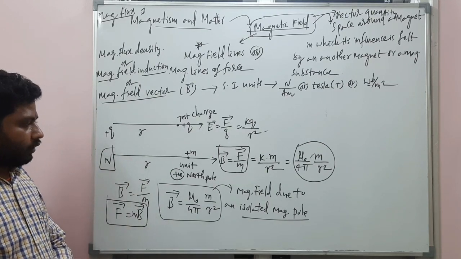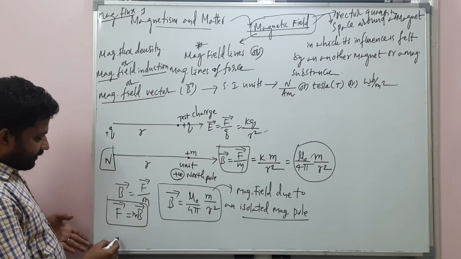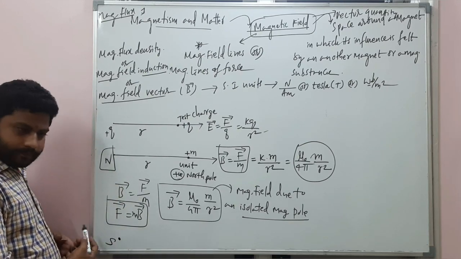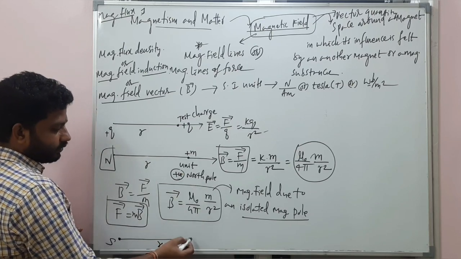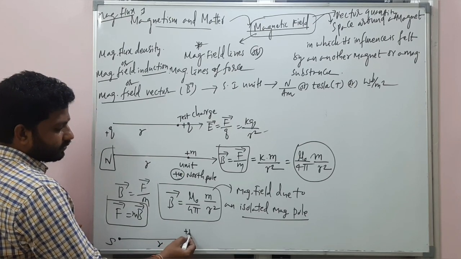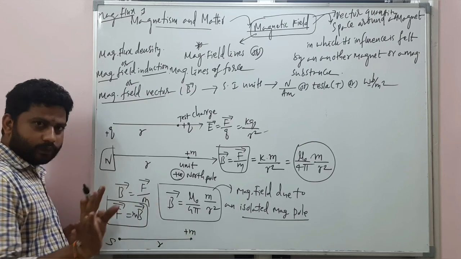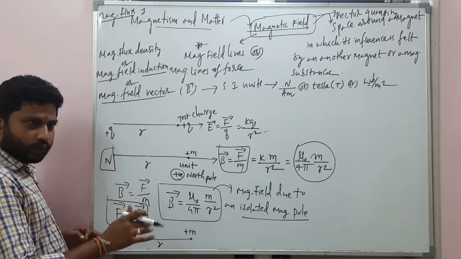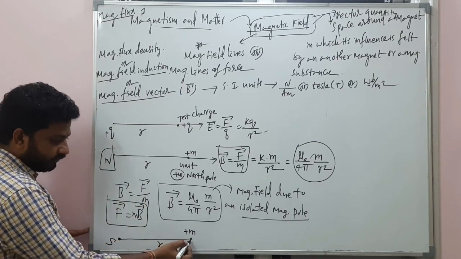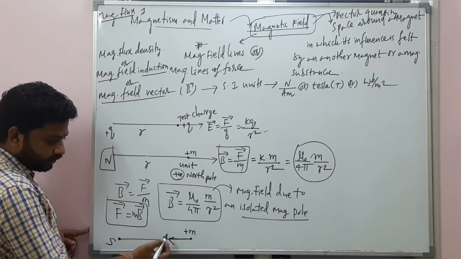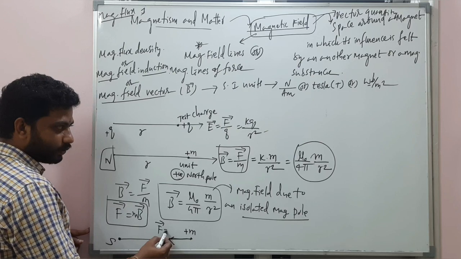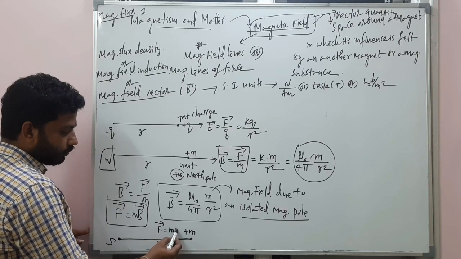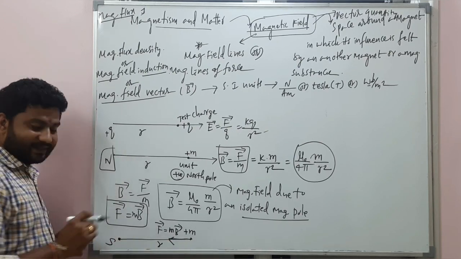Now, for example, here there is a south pole placed at a distance r. What is this? Plus m. This is our test pole. That will always be a north pole only. So this south pole will attract this north one with a force, same thing, F bar is equal to m into B bar, only in the opposite direction. That's it.